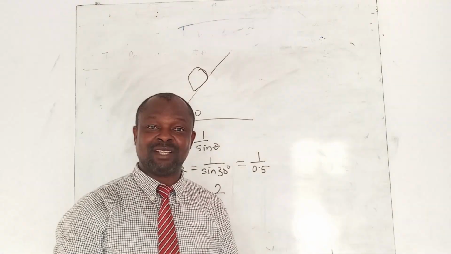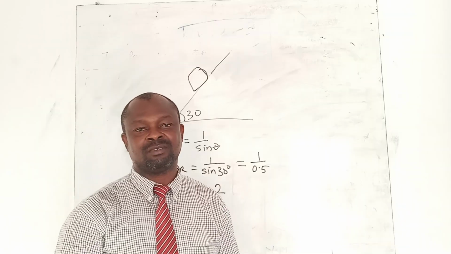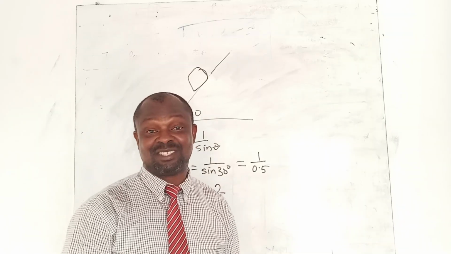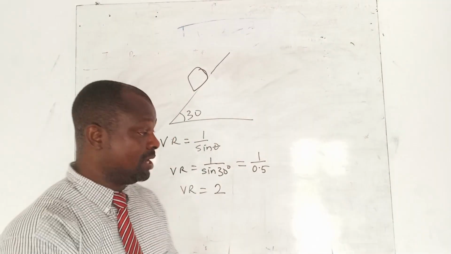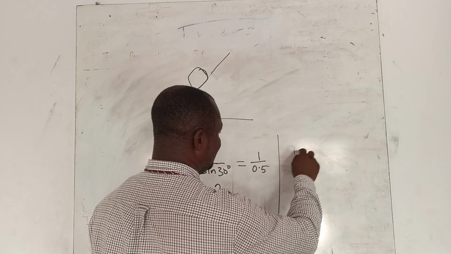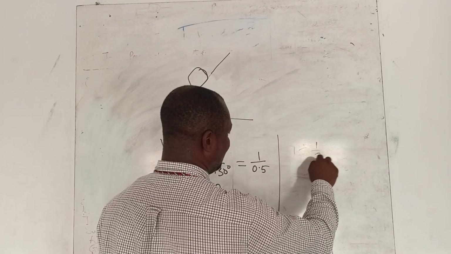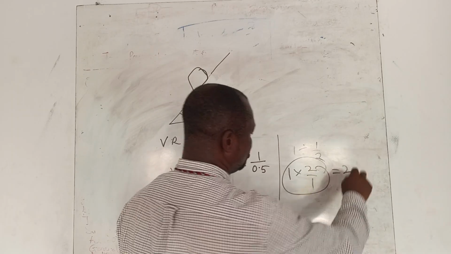If you are writing UTME and you see a question like this, you don't need to solve. As in within 10 seconds, you don't need to waste your time. Just say 1 divided by 0.5 and that becomes 2. How did I get 1 divided by 0.5 as 2? It's 1 divided by 0.5 is 1 over 2. So it becomes 1 times 2 over 1, which is equal to 2.